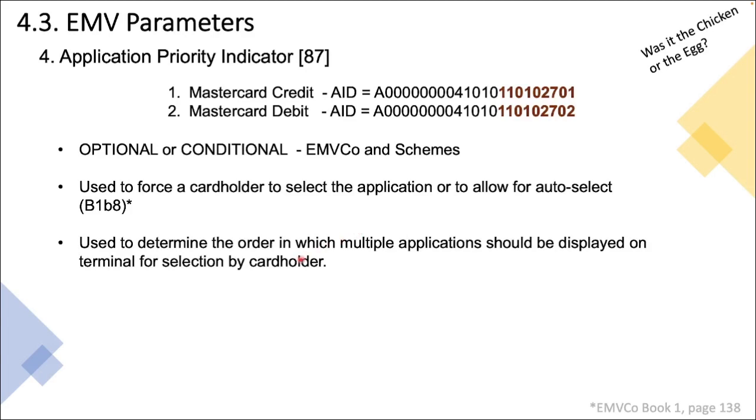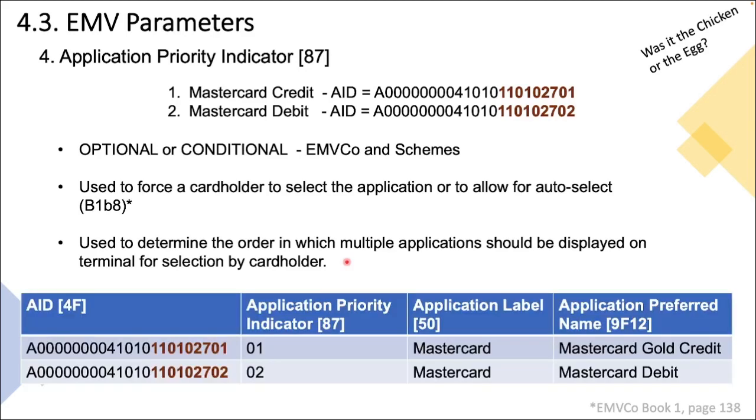In human terms, the purpose of the application priority indicator, over and above allowing the application to be auto-selected or forcing user selection, is that it also determines the order in which multiple applications should be displayed on a terminal for selection by the cardholder. Okay, and let's look at the table before I expand on this.